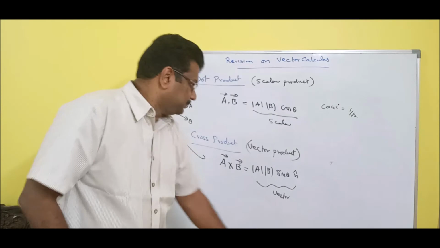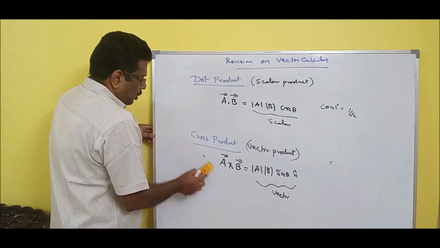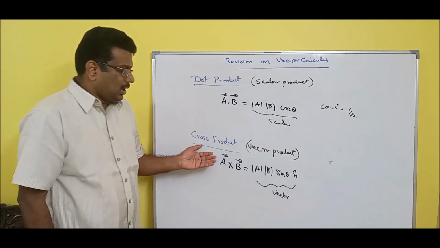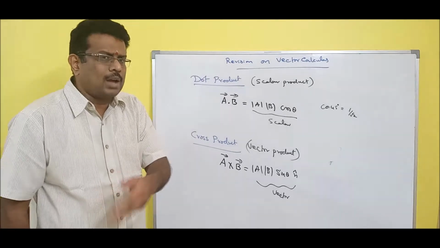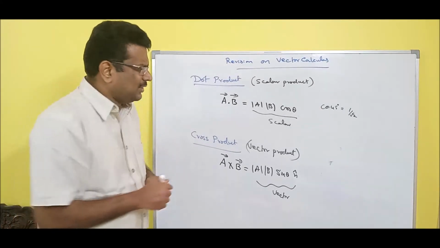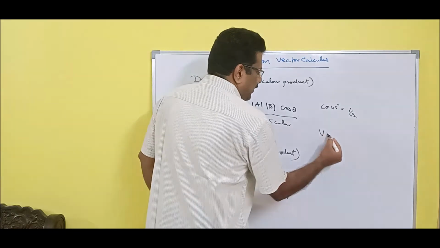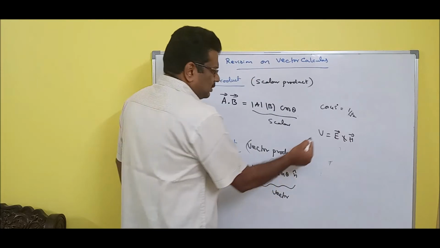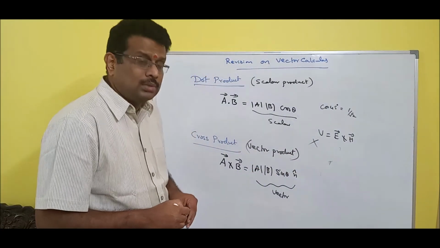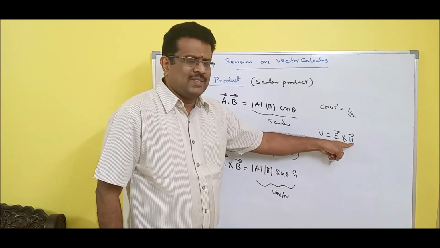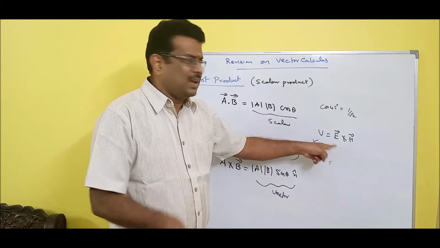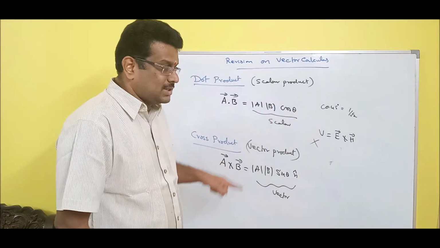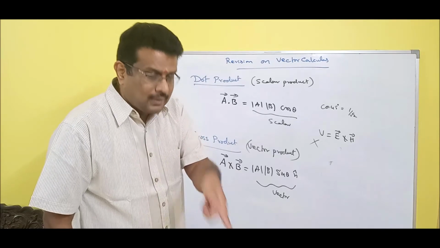Please try to remember. So, who is a dot product? Sir, it is between two vectors. Result is a scalar. Who is a cross product? It is between two vectors. Result is also a vector. Now someone comes and says, sir, V is equal to E cross H. You should say, stupid, absolutely wrong. Why? Sir, E is a vector, H is a vector, it is a cross product, the result must be a vector, but you have given voltage which is a scalar. Because the cross product says the result must be a vector.